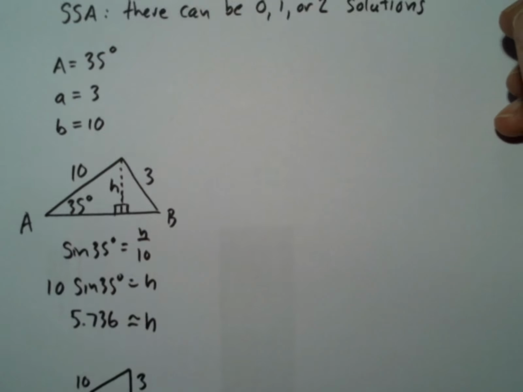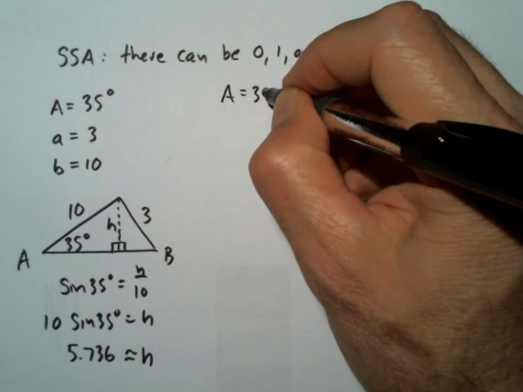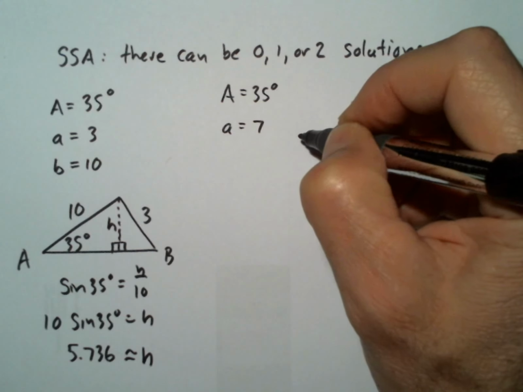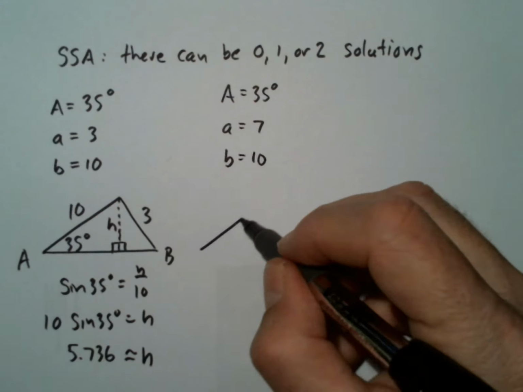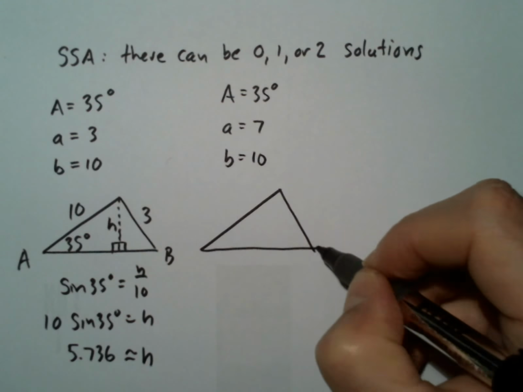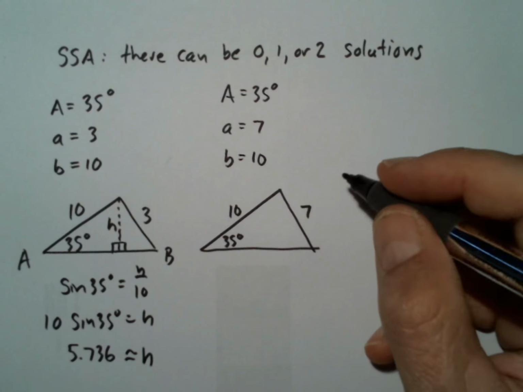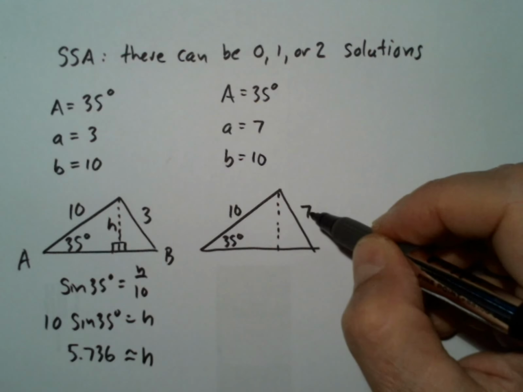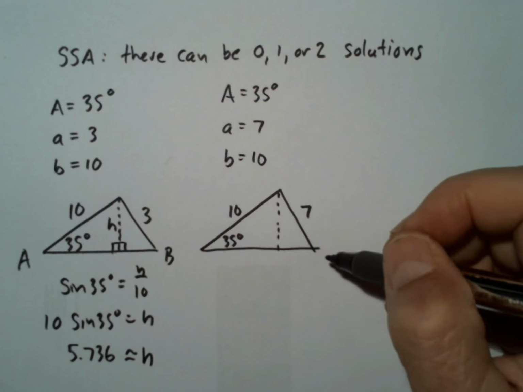All right, let's look at what if we have A is 35, side A is 7, and B is still 10. The height is still a little over 5, so that means 7 is greater than the height, and we could draw a triangle like this. But let's see if this is the only way we can draw this triangle.